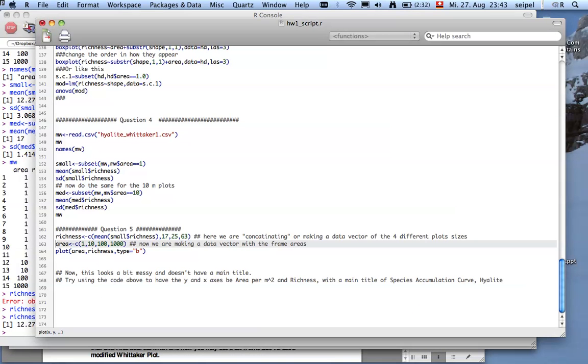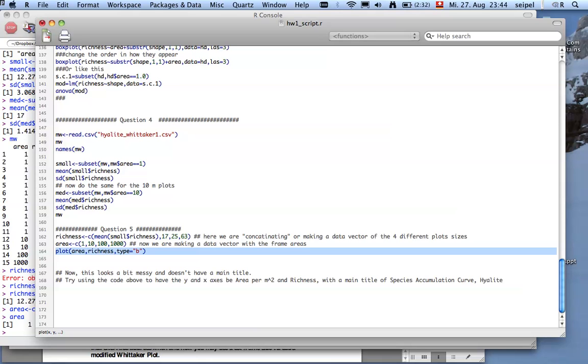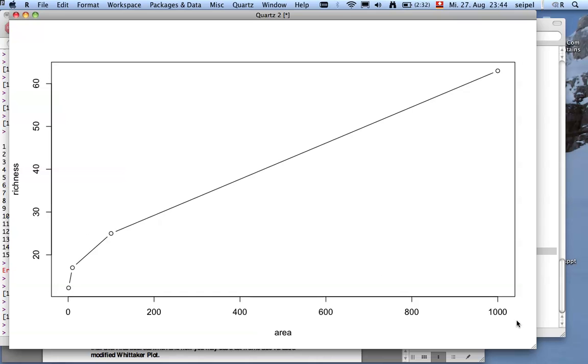Now we'll do the same thing with area. We can call up area, and we can see we have the numbers there. Now they're equal, so now we can just plot both. We can plot them and we get this graphic.